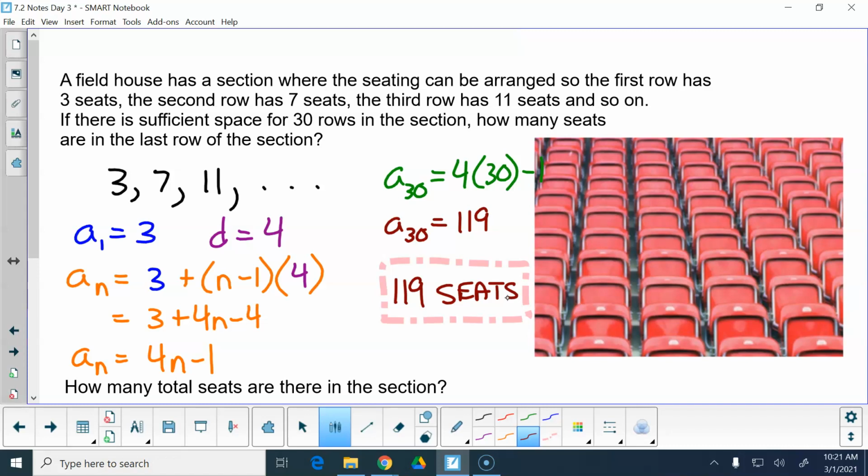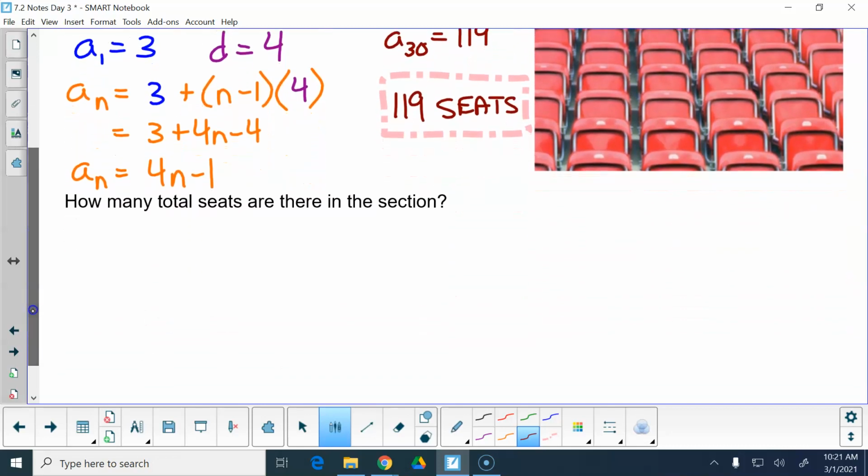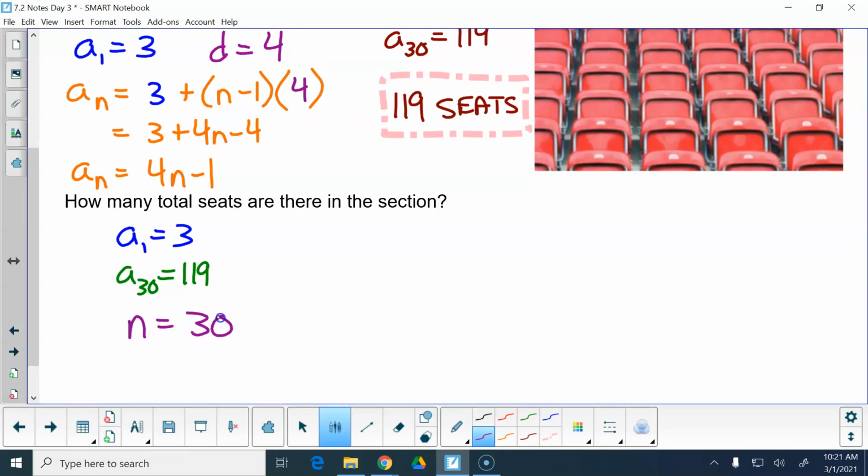Good? Okay. So then now we need to figure out how many total seats are in that section. Well, what are the 3 things we need to figure out the total number of seats? What was the first term? 3. So my first row had 3 seats. What else do I need? Last term. How many seats were in the last row? 119, that's what we just found. And? What do we got? The total number of terms, or in this case, the total number of rows. How many rows are in this section? 30.